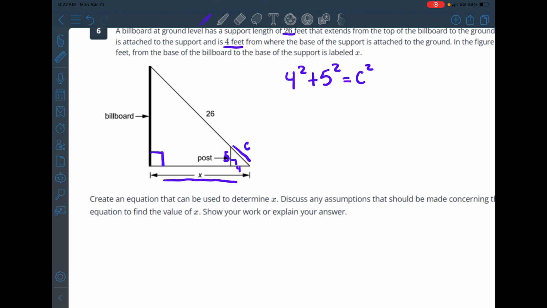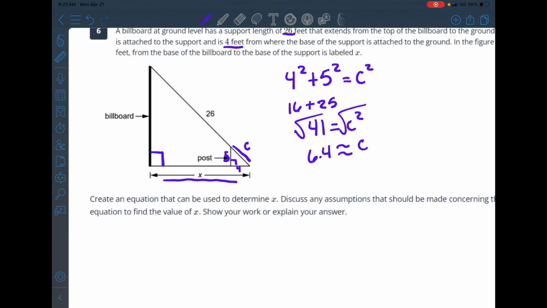Okay, because here's our C. So 16 plus 25 gives us 41. And if we take the square root, we're just going to go to the nearest tenth. Okay, so that's that little part. Now it says create an equation that can be used to determine X.